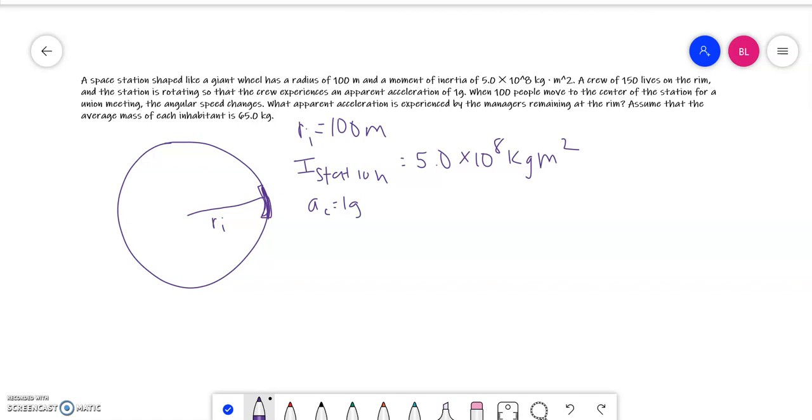When 100 people move to the center of the station for a union meeting, the angular speed changes. What apparent acceleration is experienced by the managers remaining at the rim? Assume that the average mass of each inhabitant is equal to 65 kilograms. Okay, so now we just found out that 100 people moved to the center, so there are 50 left on the outside, and each inhabitant has a mass equal to 65 kilograms, and we are looking for the acceleration that they experience.